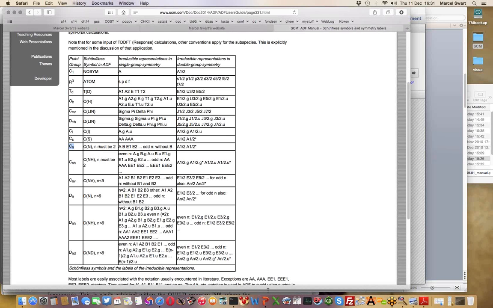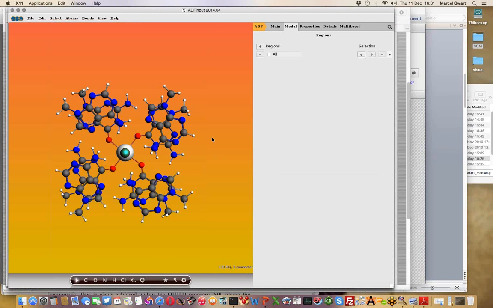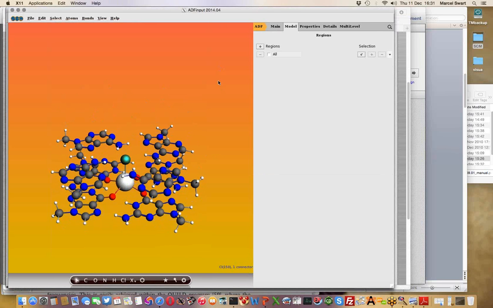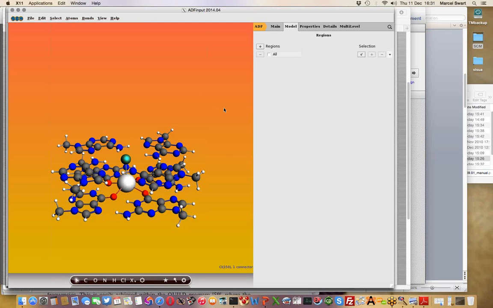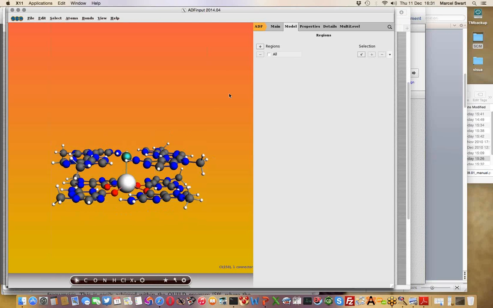However, within QUILD, you can actually enforce the C4 symmetry, so you still use the C4 geometry within QUILD, and then let ADF do its own symmetry. ADF will lower the symmetry until it can do the actual calculation. In this way you still have this combination of a high symmetry geometry with an accurate description of the orbitals within ADF.